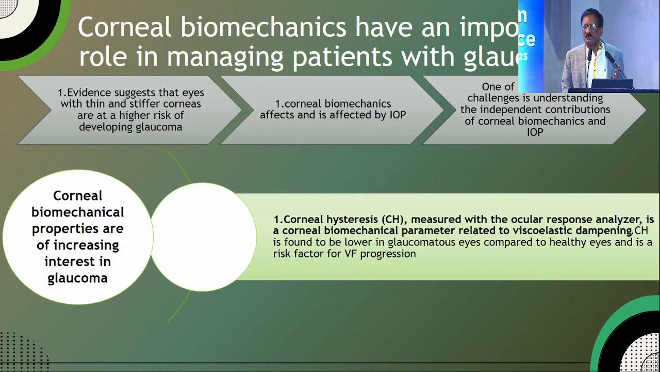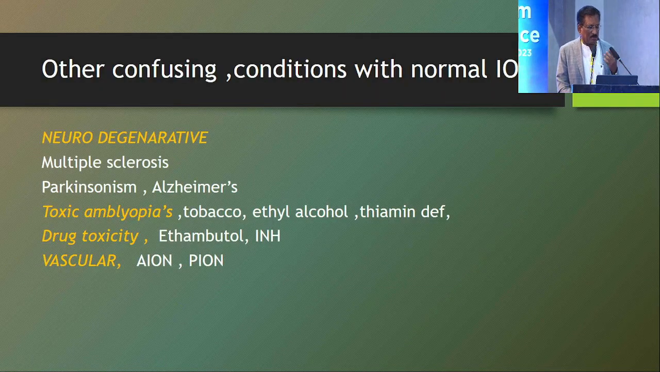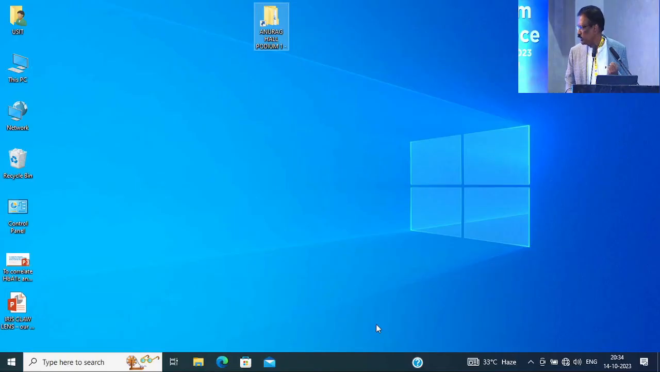Corneal biomechanics are another important risk factor. The evidence suggests that eyes with thin, stiff corneas are at higher risk of developing glaucoma. We are not using the ocular response analyzer at all to measure corneal pliability, and in the future I think it will come into the protocol in the evaluation of glaucoma. Right.